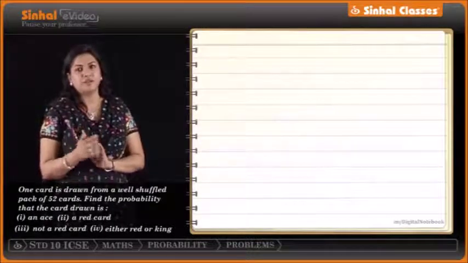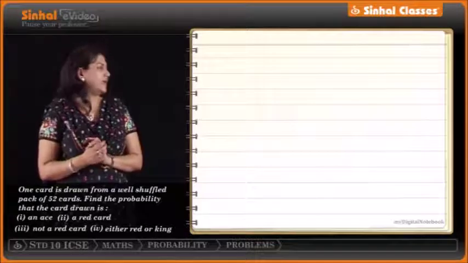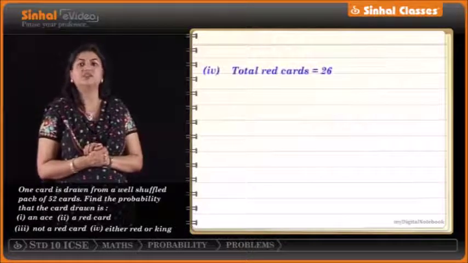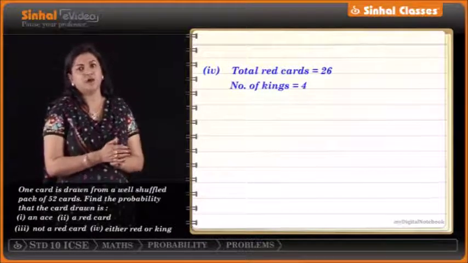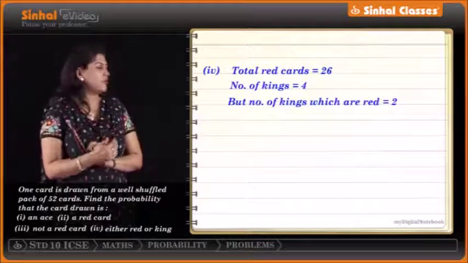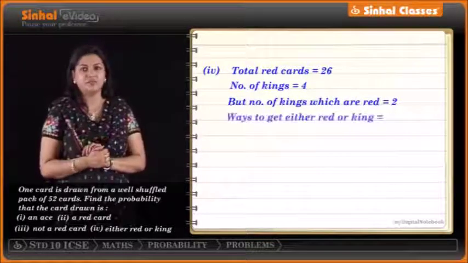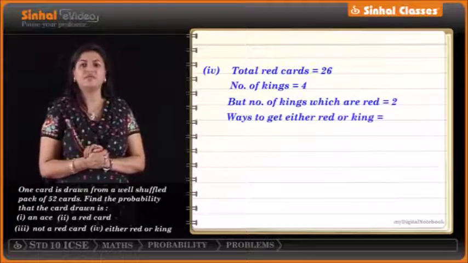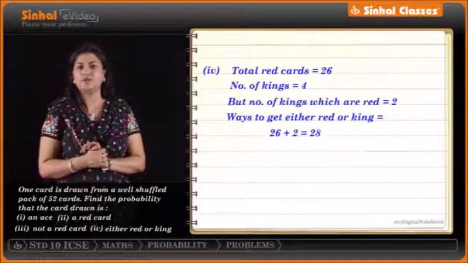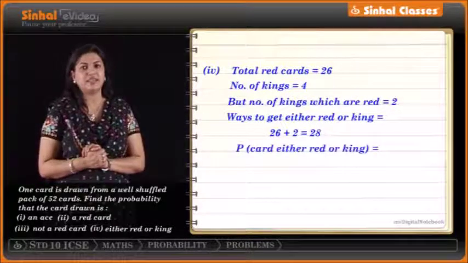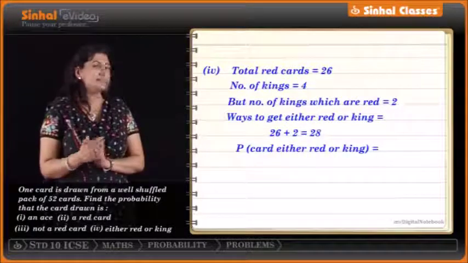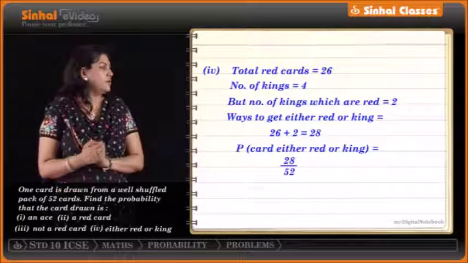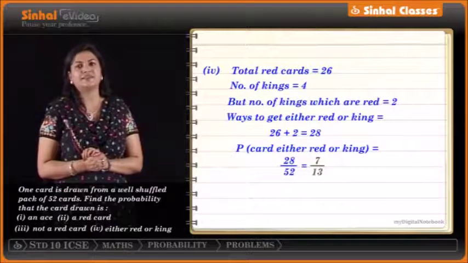Now we want the probability either red or a king. Now total red cards are 26 and number of kings are 4, out of which 2 are red and 2 are black. So we could have 2 kings which are not red. So the number of favorable outcomes here would be 26 plus 2, that is 28. And the number of possible outcomes are 52 obviously. So we get the probability of either a red or a king card as 28 upon 52. Simplify this to get 7 upon 13.